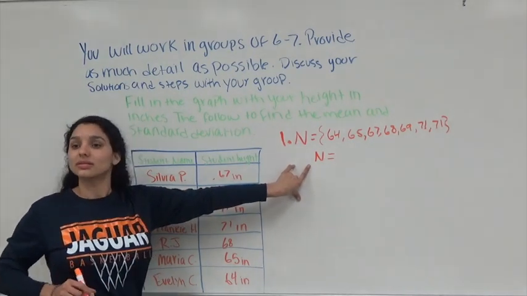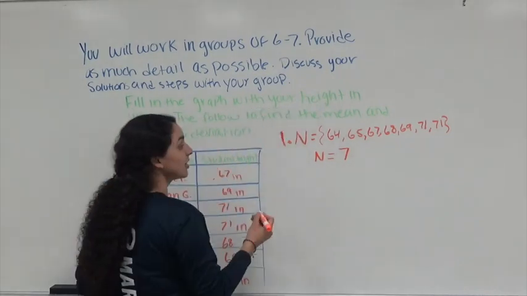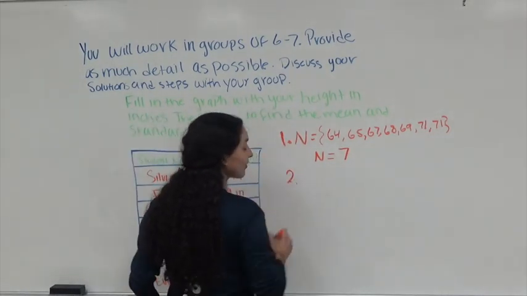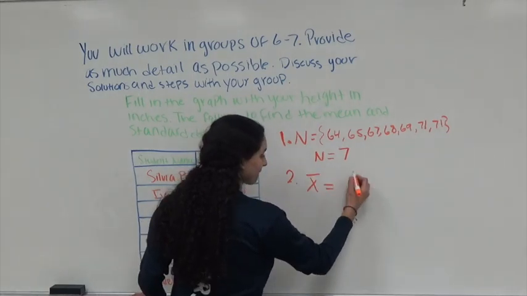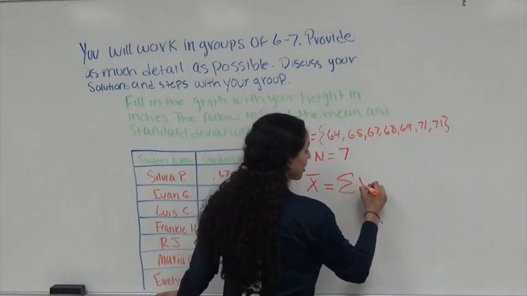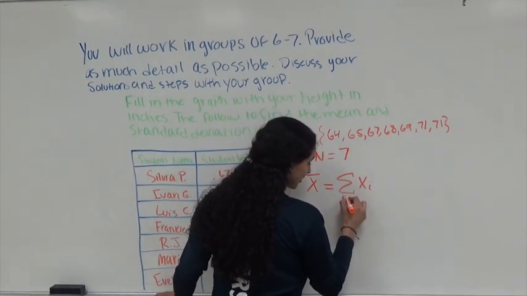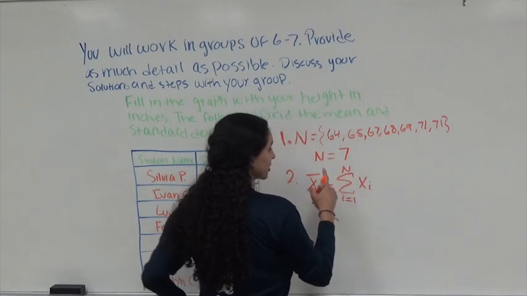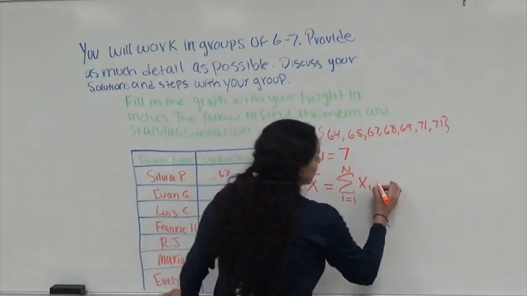Yes, please. It's 7. There you go. Thank you. So now what is the next step? Finding the actual mean. And the formula for the mean is the summation of all the elements in our set from 1 all the way to n, which is the number of elements in that set. So let's get started.